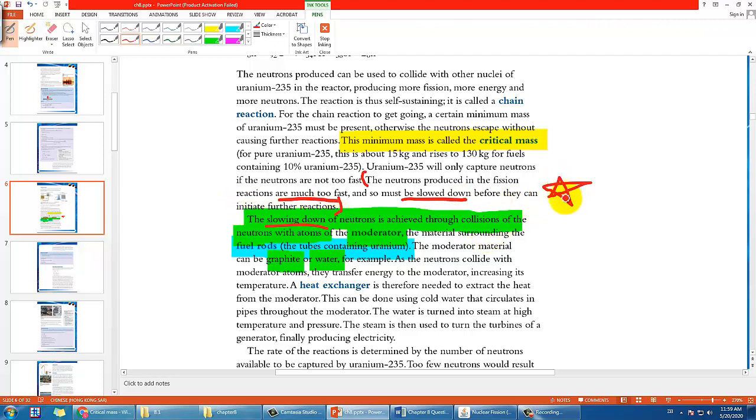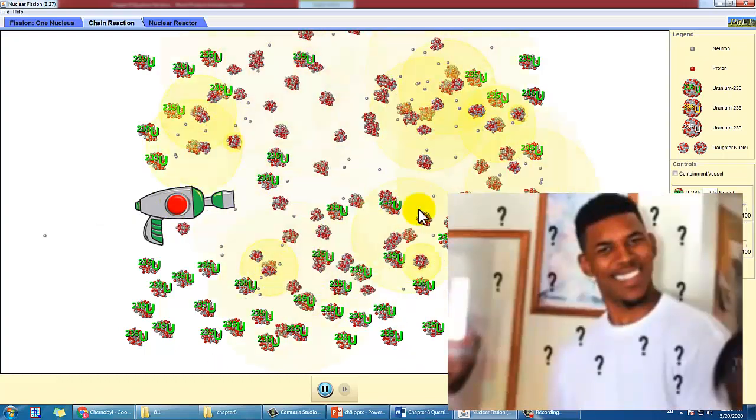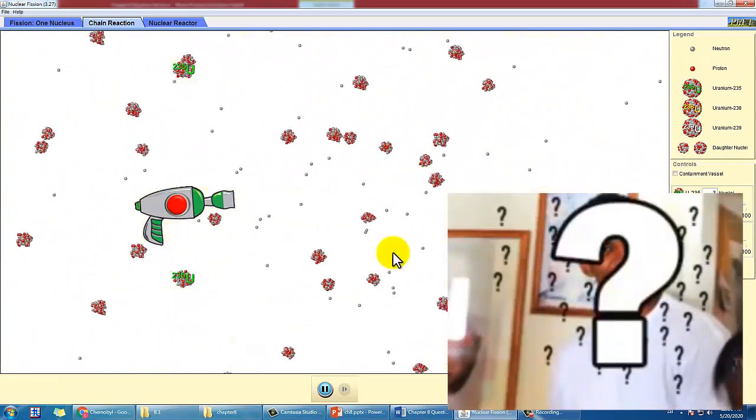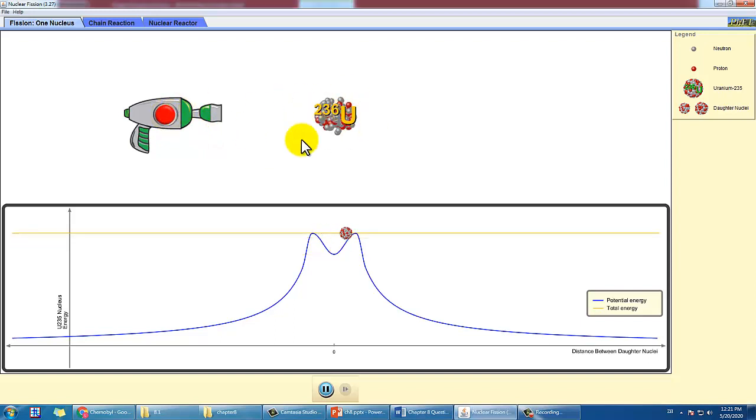This is something that I found extremely difficult to understand in the first place when I learned it, because wouldn't the fastest speed of neutron help us make sure the reaction will happen? The answer is no. We don't want a fast neutron. We only want a slow neutron, because when you shoot the neutron at it, it needs to be captured or absorbed by the uranium nucleus.